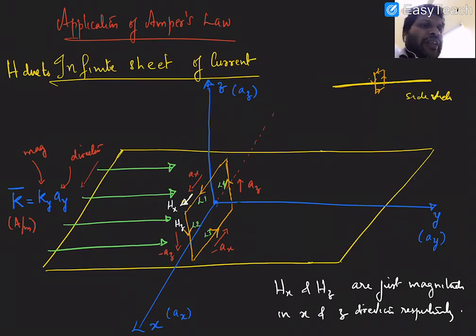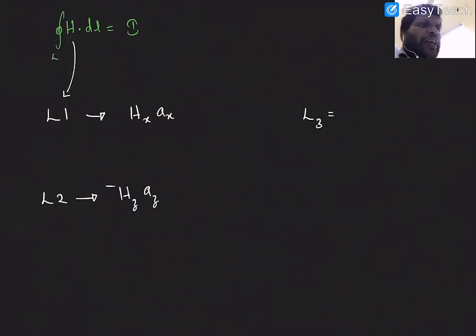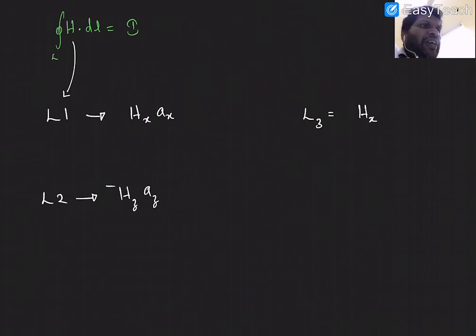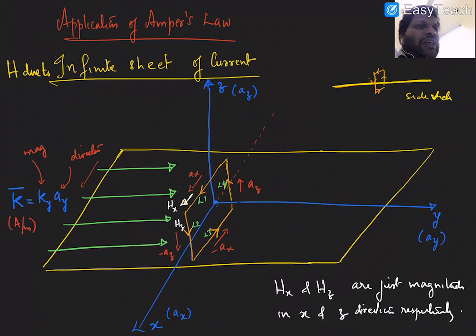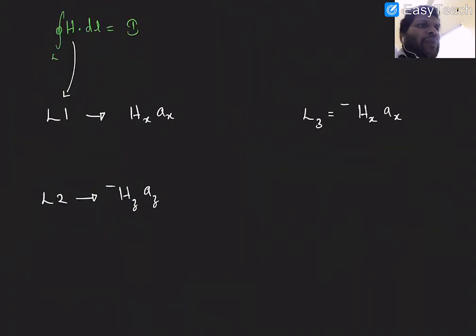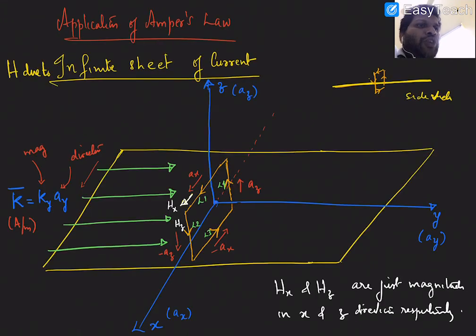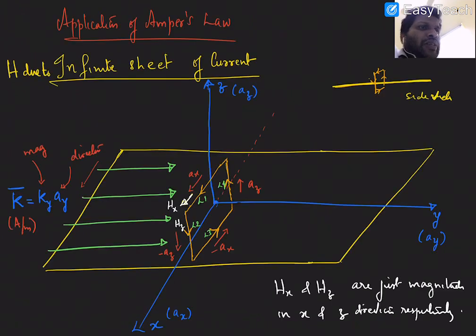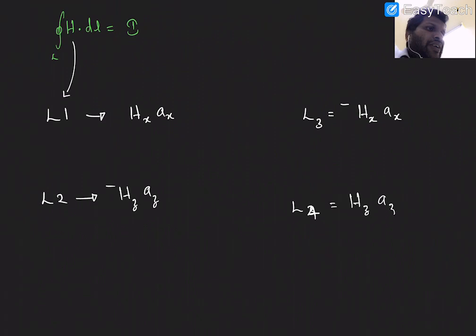Now in the line 3, the magnitude will be the same as that of Hx because of the symmetry. So it will be Hx and we will be moving in the minus ax direction, so Hx into minus ax. Next, again we are moving in the z direction, so in the line 4 the magnitude will be Hz, and the direction is az.